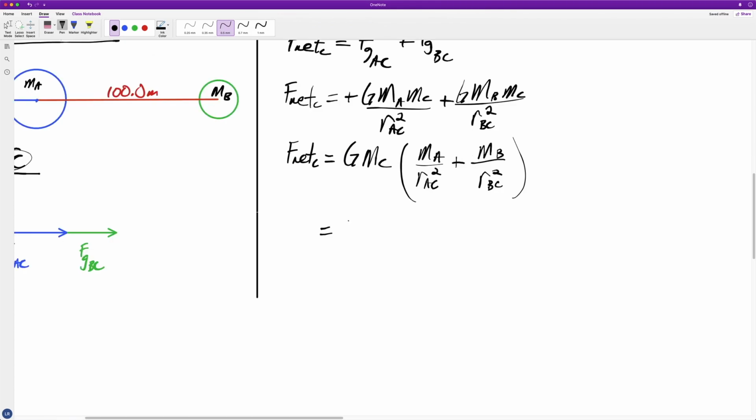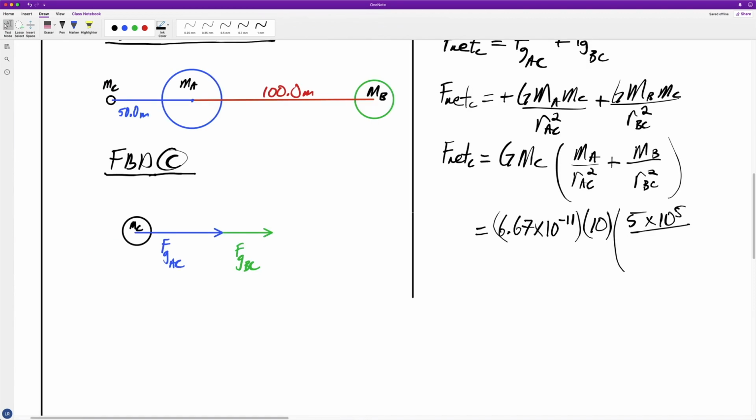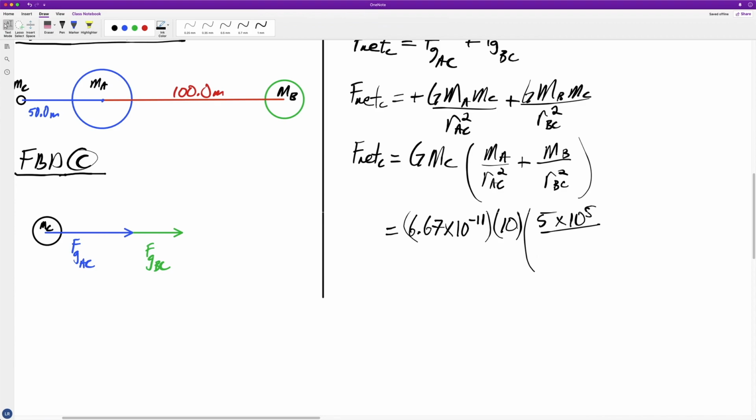Now let's substitute our values in. So the mass of A is 5 times 10 to the 5. Now let's talk about the distance of RAC. So the distance between mass A and mass C is 50 meters. So that'll be 50 squared. And we have to be careful of the second one. The mass is 1 times 10 to the 5. So the mass of B is 1 times 10 to the 5. But the distance between B and C is 50 plus 100, or 150 squared. And this works out to 1.364 times 10 to the negative 7 newtons.